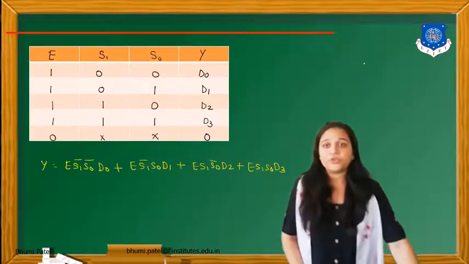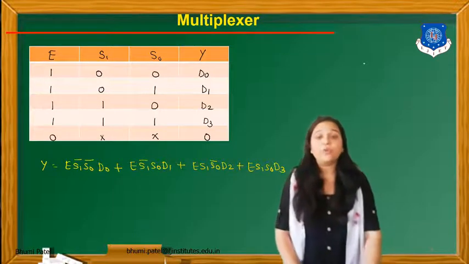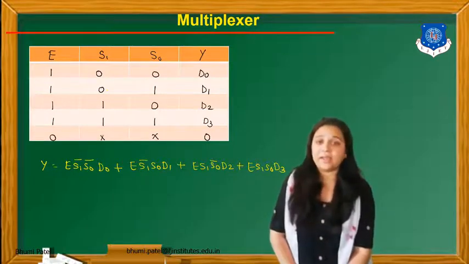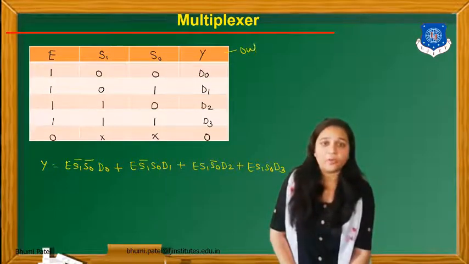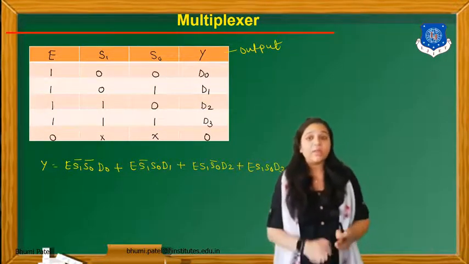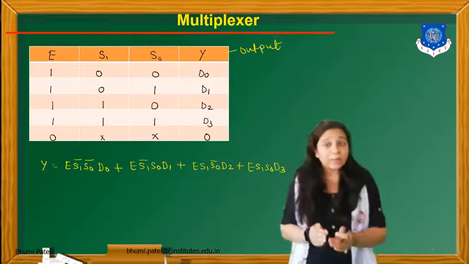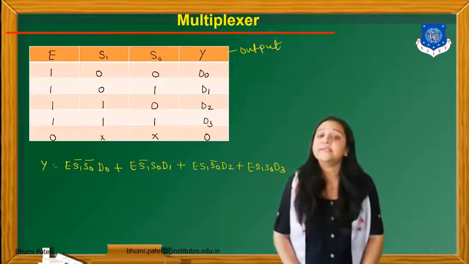So this is the truth table of the multiplexer. We have 2 selection lines, S1 and S0, and Y is my output signal. And E, what is E? E indicates the enable input. The enable input must be on for the multiplexer, so the enable pin must be high.